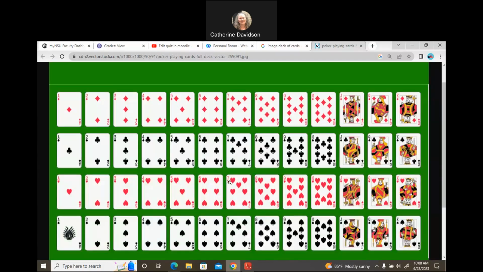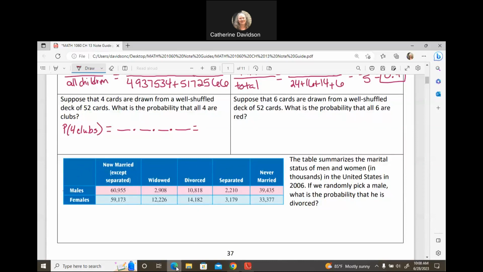All right, so clubs, there's 13 out of 52. But once you draw a card, you're drawing 4. So after you draw the first one, how many cards do you have left in the deck? 51. And if you pull the club on the first draw, how many clubs do you have left in that deck when you go to draw that second card?